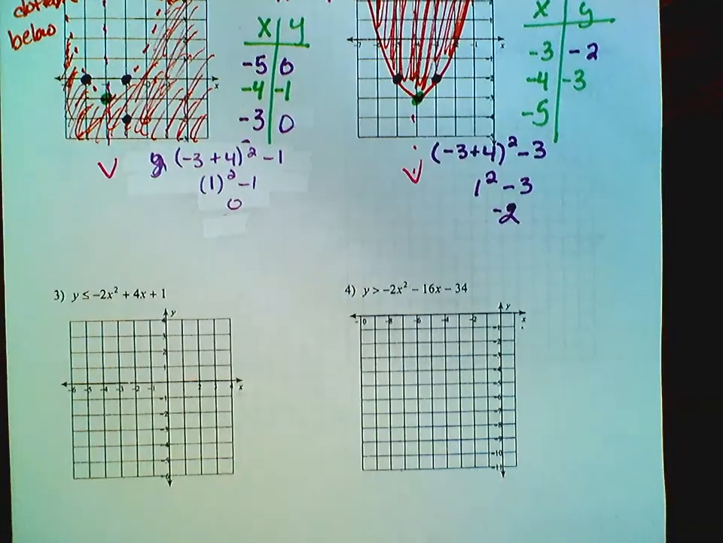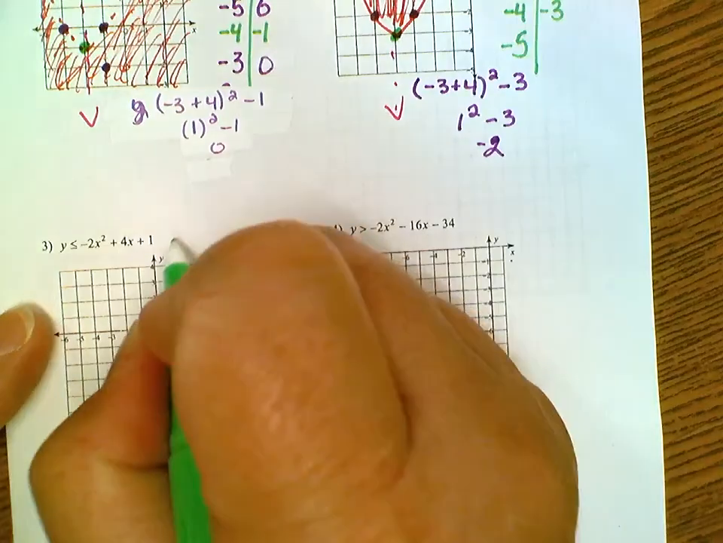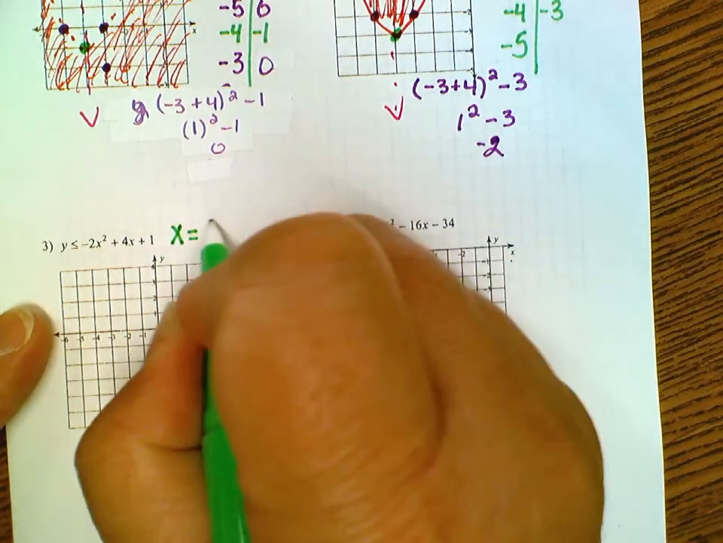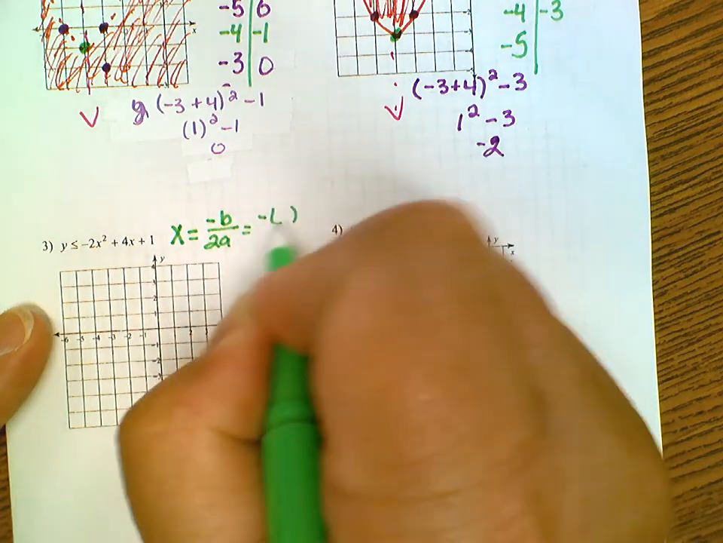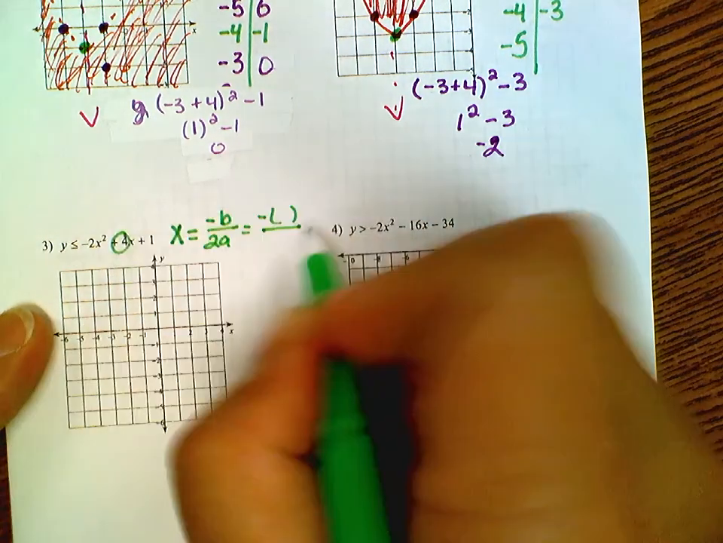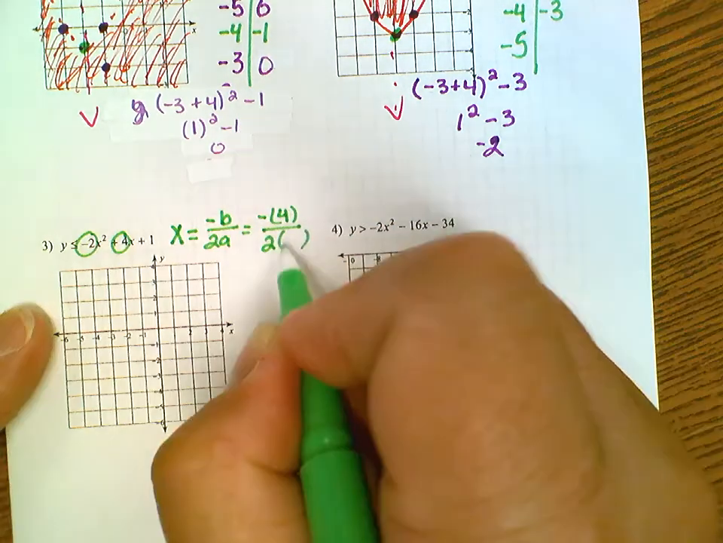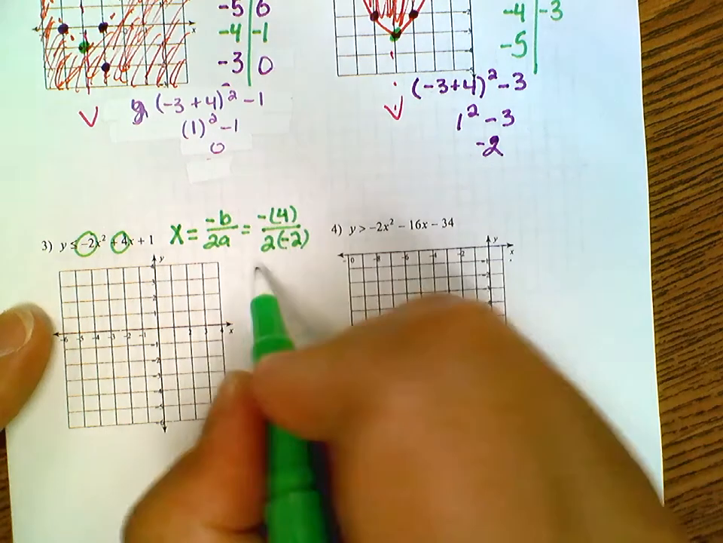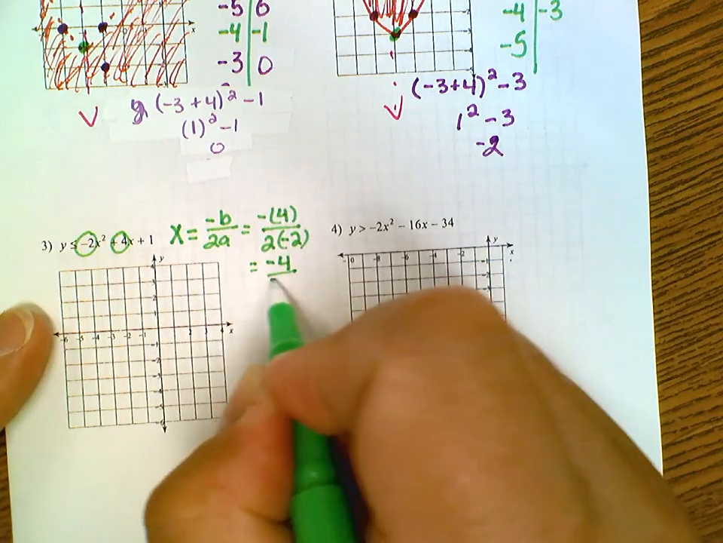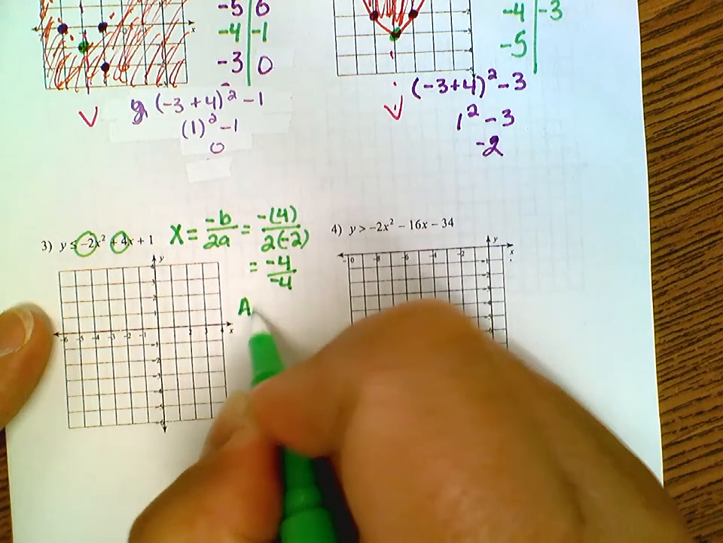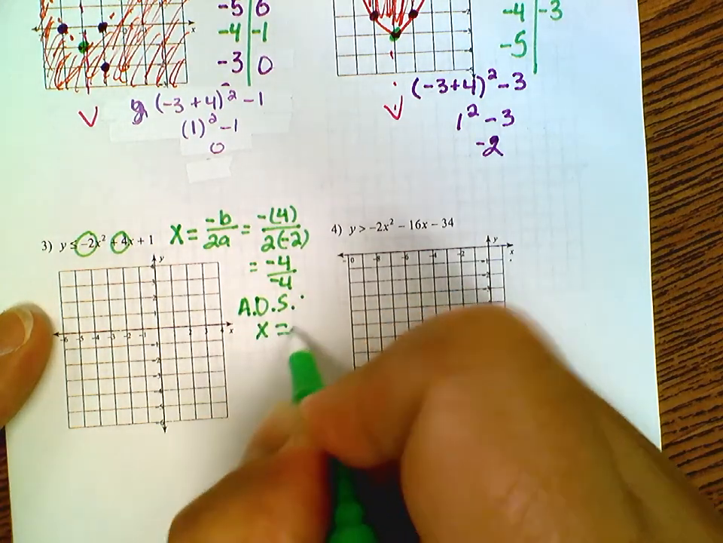My next two examples are in standard form, so I'm going to have to use my axis of symmetry formula. So negative b over 2a: negative 4 divided by negative 4. My axis of symmetry is x equals 1.